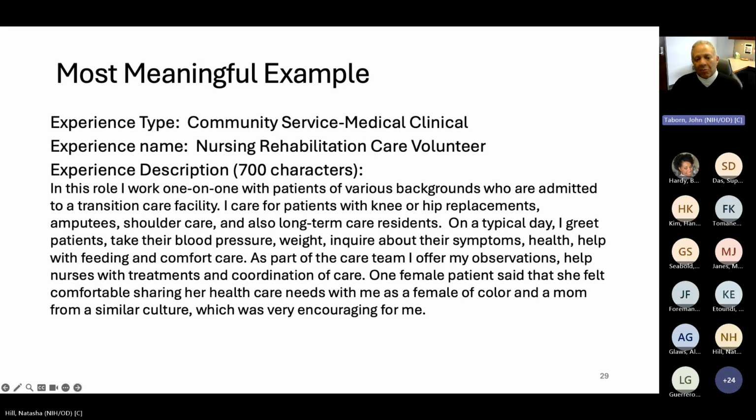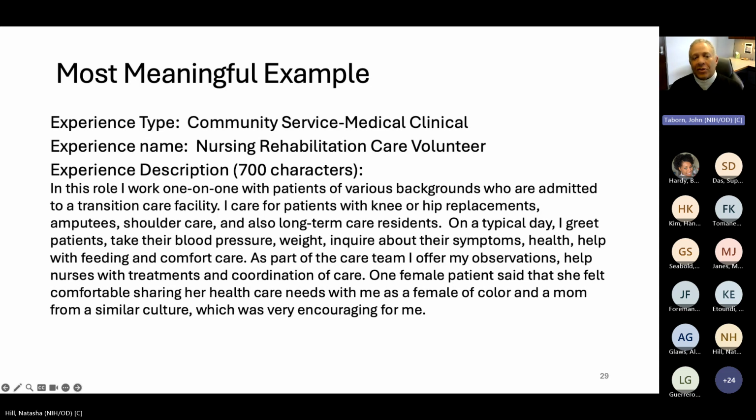In this role, I work one-on-one with patients of various backgrounds who are admitted to a transition care facility. I care for patients with knee or hip replacements, amputees, shoulder care, and also long-term care residents. On a typical day, I greet patients, take their blood pressure, weight, and inquire about their symptoms and their health. As part of the care team, I offer my observations, help nurses with treatments and coordination of care. One female patient said that she felt comfortable sharing her healthcare needs with me as a female of color and a mom from a similar culture, which was encouraging for me.